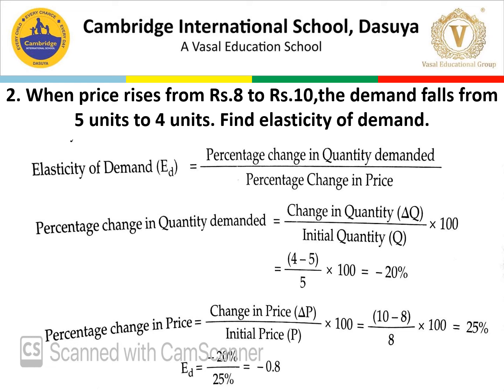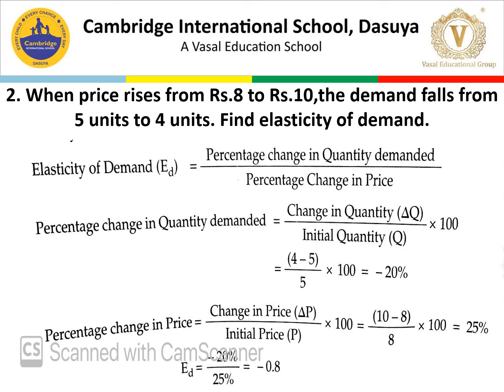Again, a similar method, but we are just finding out the same thing. When price rises from rupees 8 to 10, the demand falls from 5 units to 4. Now again, almost a similar question. So find the elasticity of demand. Elasticity of demand is equal to percentage change in quantity demanded over percentage change in price.